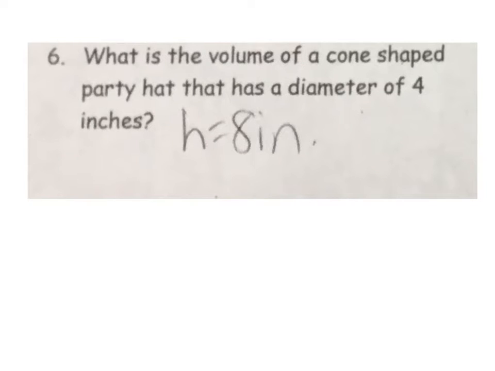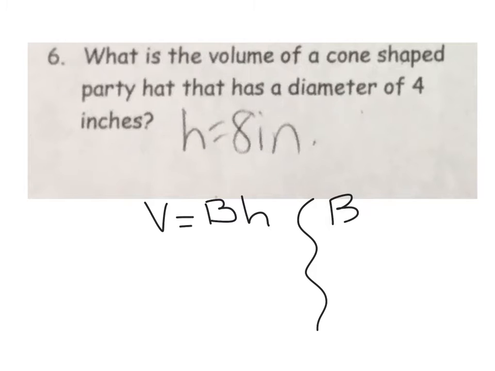Number 6, what is the volume of a cone-shaped party hat that has a diameter of 4 inches, and then we're going to say that the height is 8 inches. Okay, so for the volume of a cone, we've already done a few of these on this homework assignment. V equals 1/3 pi r squared h.